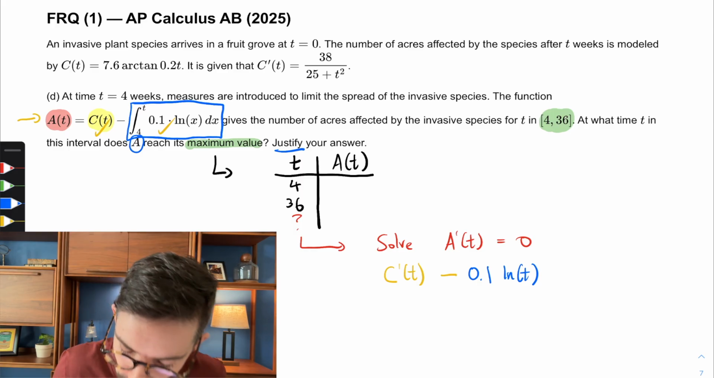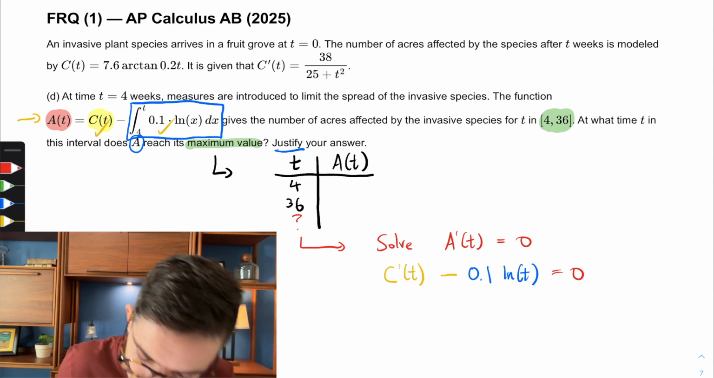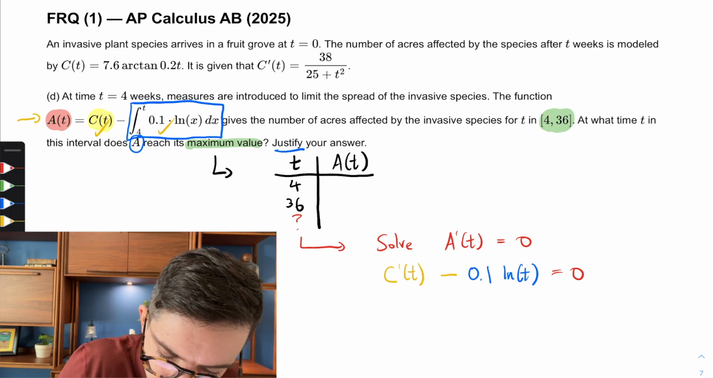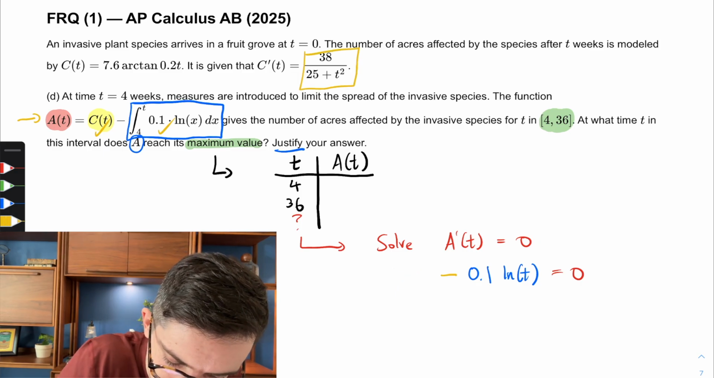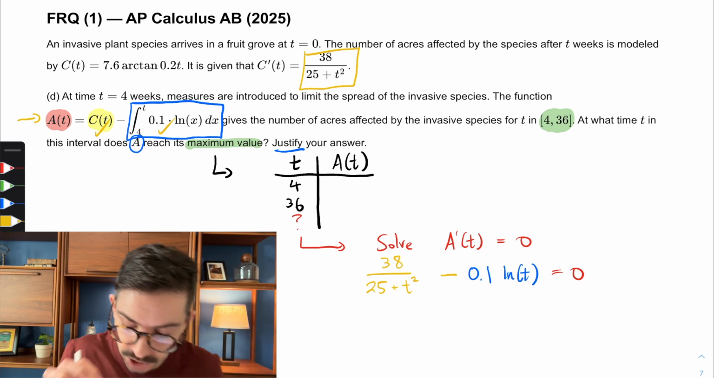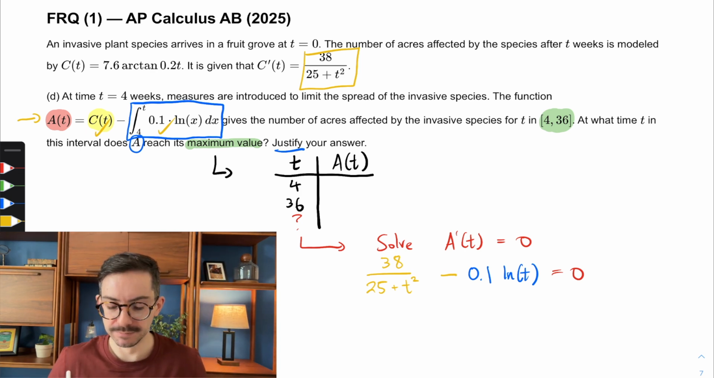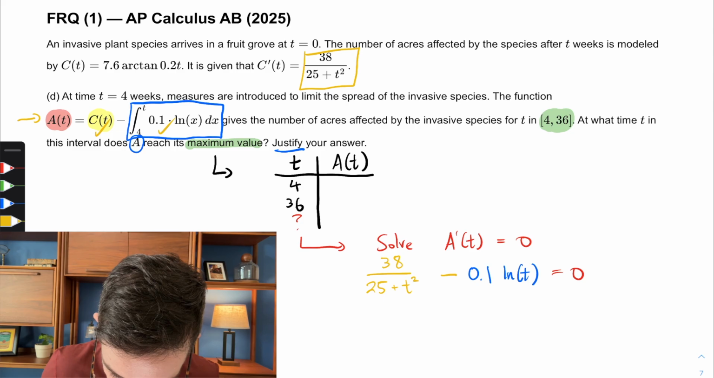I'm subtracting it off, and I want all of this to be equal to 0. Well, C prime of t, I know an expression for that, right? C prime of t was just this. So it was 38 over 25 plus t squared. So I want to know where this quantity is 0. Well, let's pull up our calculator and graph that left-hand side.